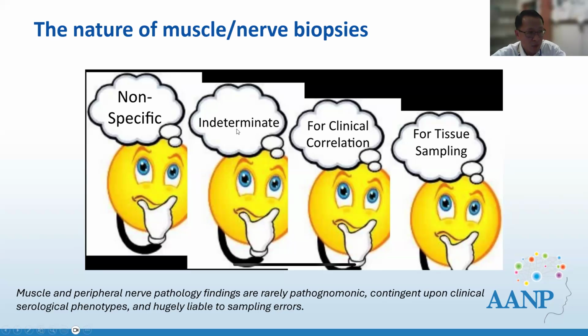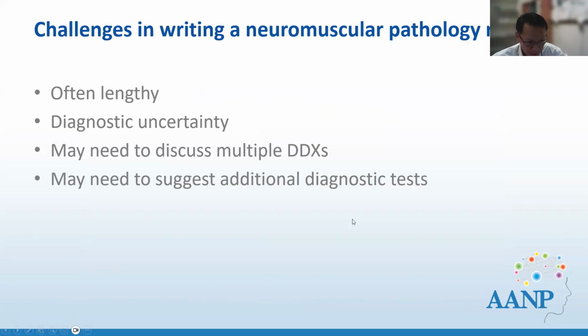Muscle biopsies are rarely pathognomonic, meaning there's a lot of overlap between different disease entities. And the diagnostic criteria for these disease entities are contingent upon clinical and serological phenotypes, not just on pathology. And it's a random small biopsy from a huge organ, and the involvement of different muscles is quite different from disease to disease. So it's very liable to sampling errors. That gives the nature of the neuromuscular report.